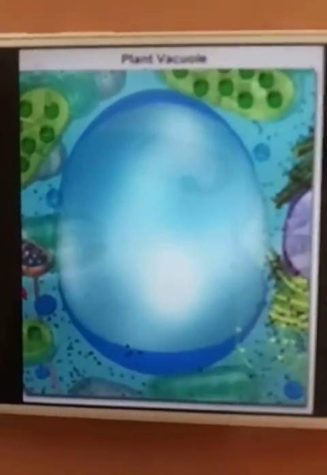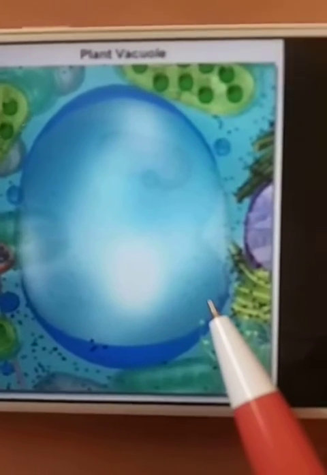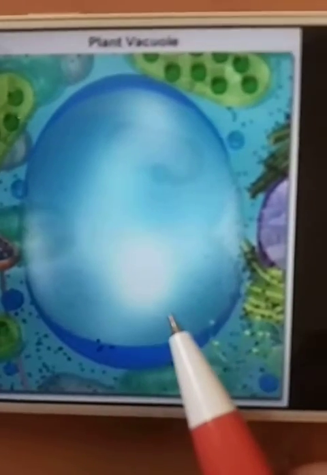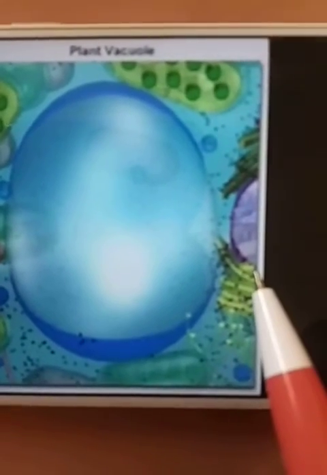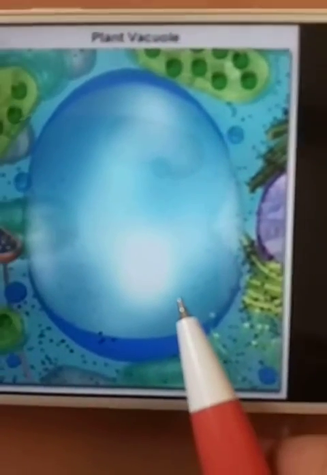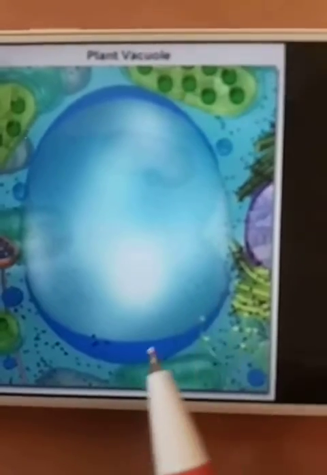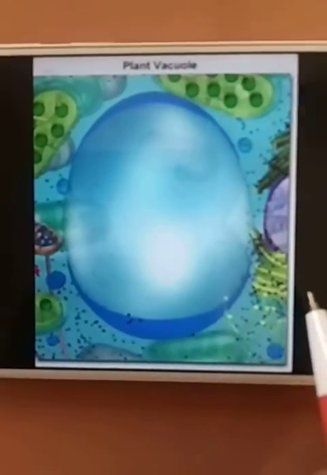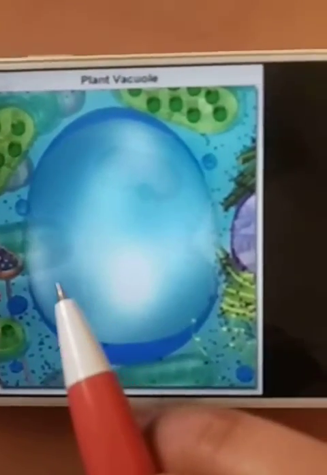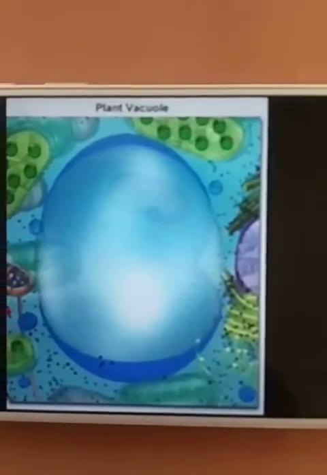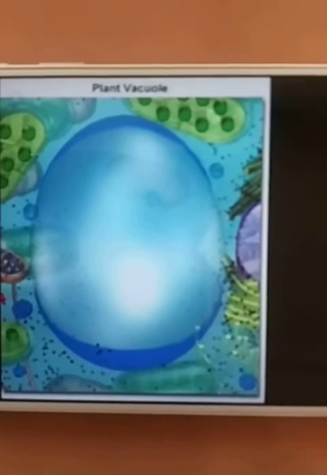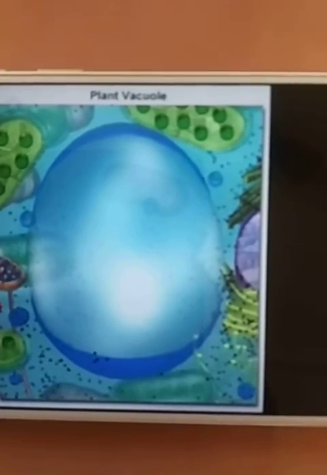Now what are the functions of the plant vacuole? It acts as a storage sac of the cell and stores food, water, sugar, minerals and waste products of the cell. It provides turgidity, rigidity and strength to the plant cell. That's all about plant vacuoles.